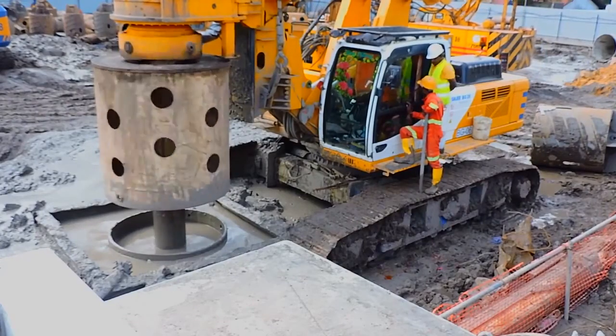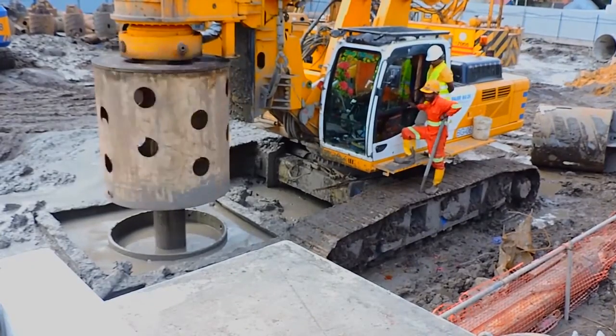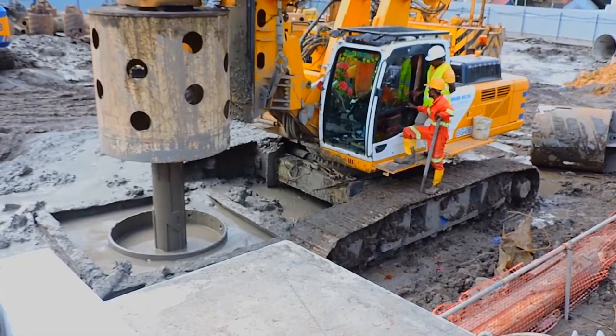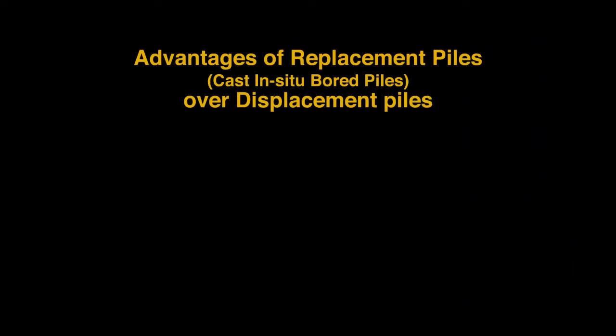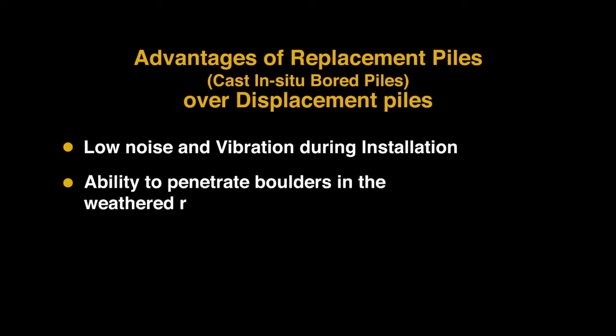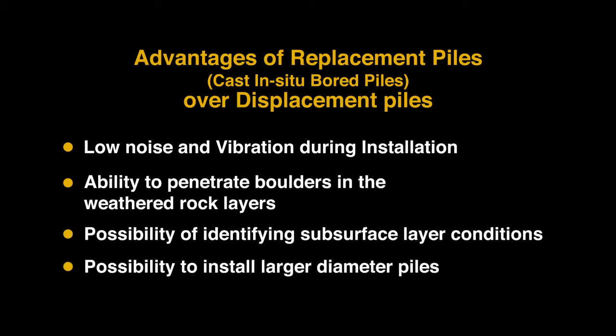Replacement piling is totally different as the soil is removed by machinery and the pile is concreted at the site. There are a few advantages of replacement piles over displacement piles, such as low noise and vibrations during installation, ability to penetrate boulders, possibility to identify subsurface layer conditions, and to install larger diameter piles, etc. This replacement piling is often defined as cast in situ bored piling.